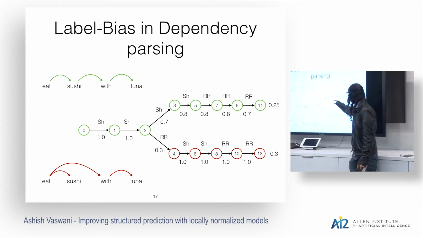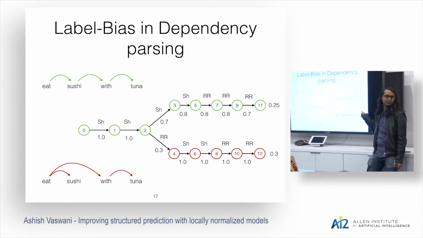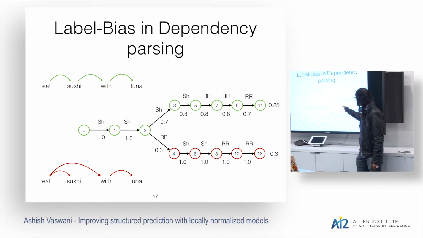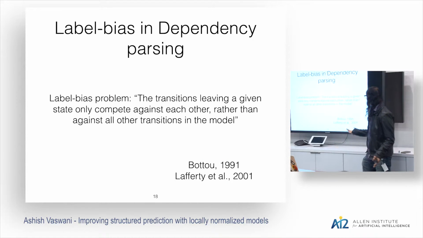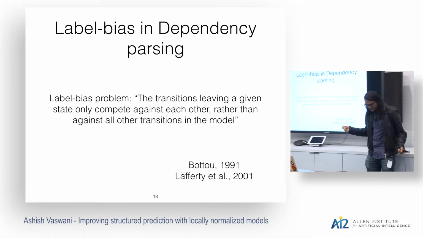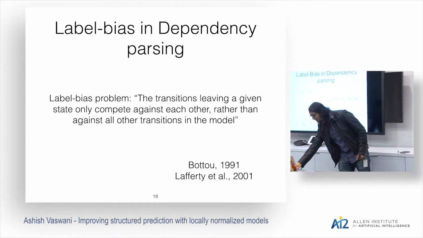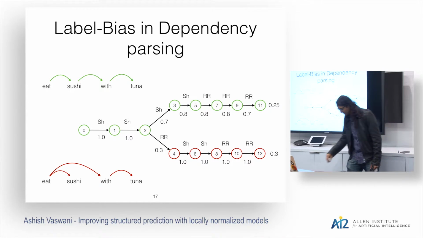And even though you had decent accuracy for the right actions here, the total probability of the correct parse is lower than the probability of the incorrect parse. The label bias problem was originally noticed by Bottou and solved by Lafferty, McCallum, and Fernando Pereira in the CRF paper: transitions leaving a state do not compete with transitions from another state. What that results in is that you will choose actions that lead to states with lower entropy.